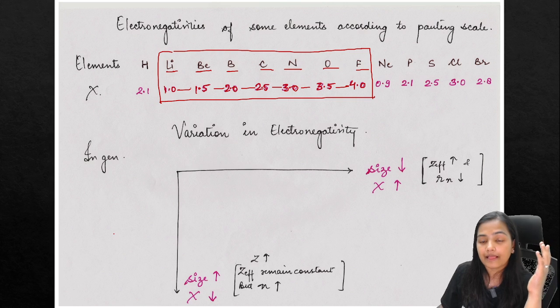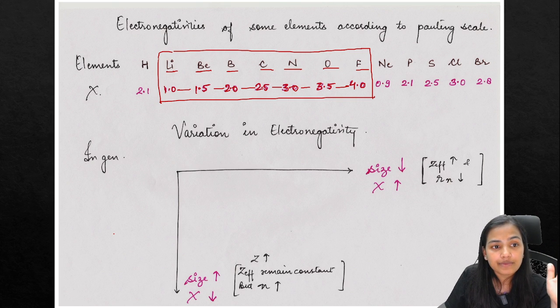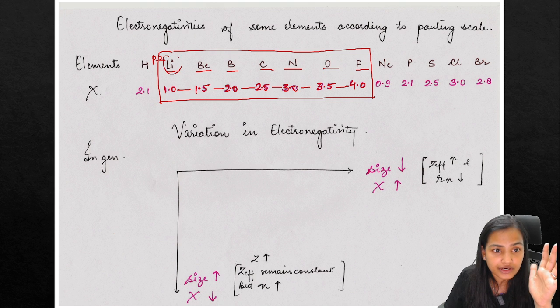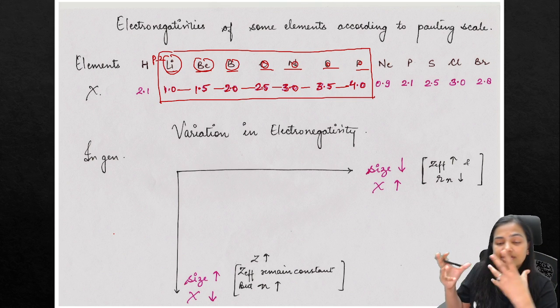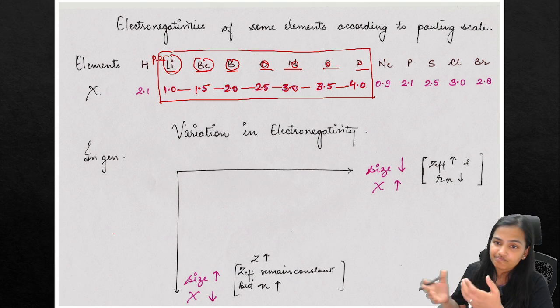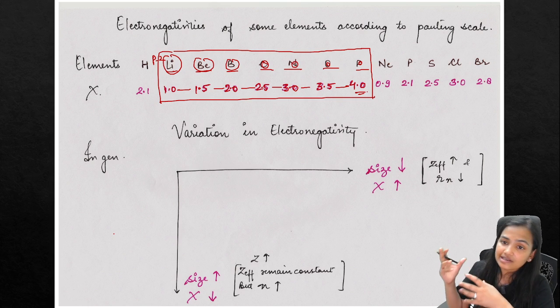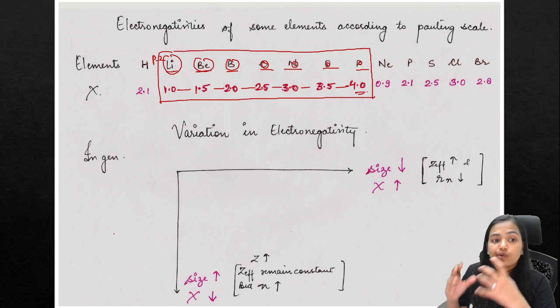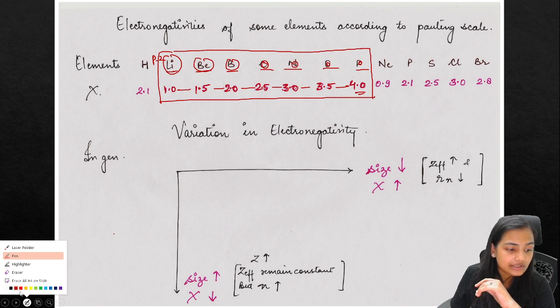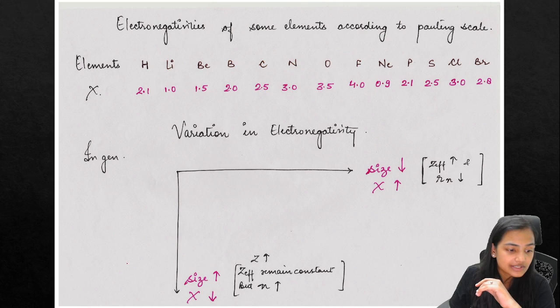So we can see that in period number 2 elements, as we go from left to right, as we already know, the Z effective increases, and as the Z effective increases, the size decreases and the electronegativity increases. Okay, simple. So we can say that the electronegativity values are increasing. Now, what about the other elements? Let me erase all the lines from the slide.